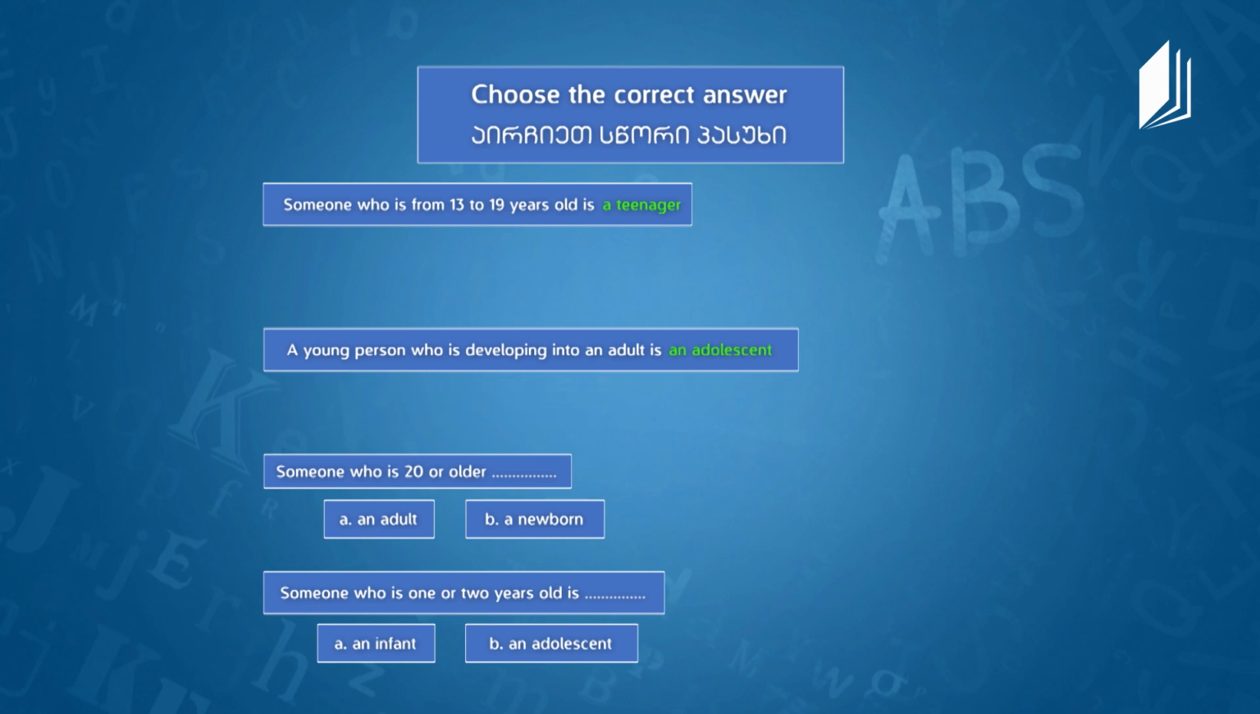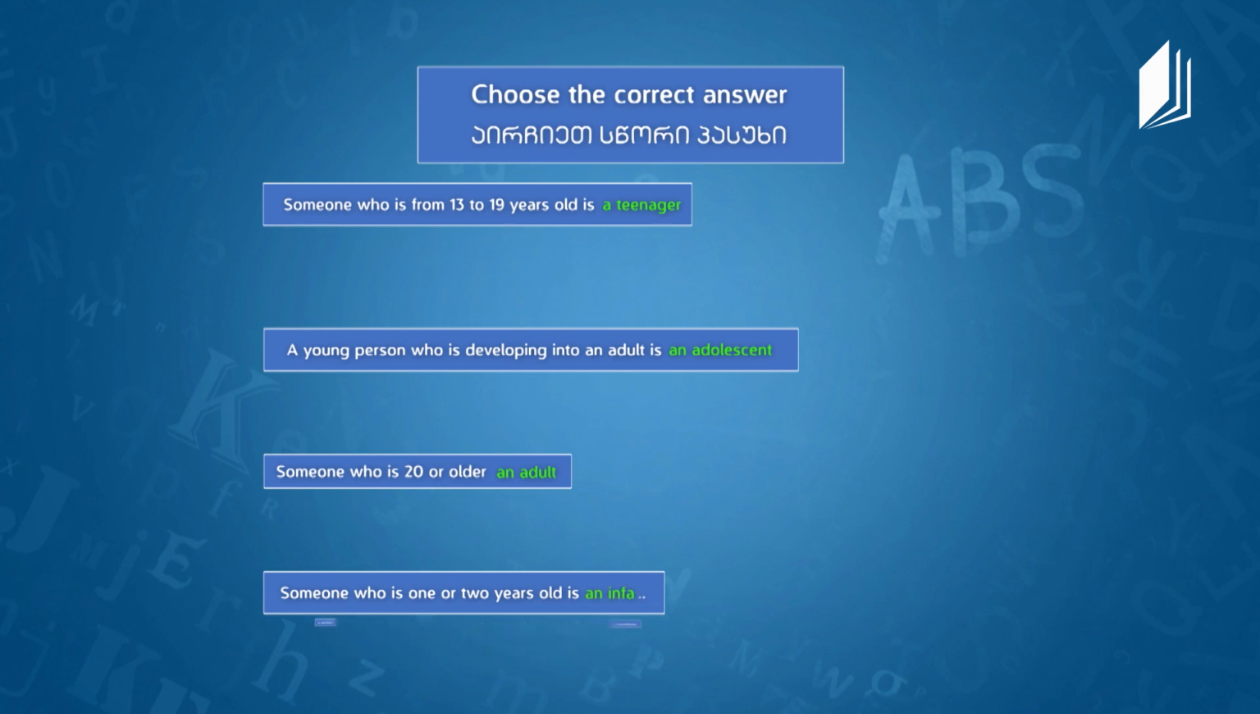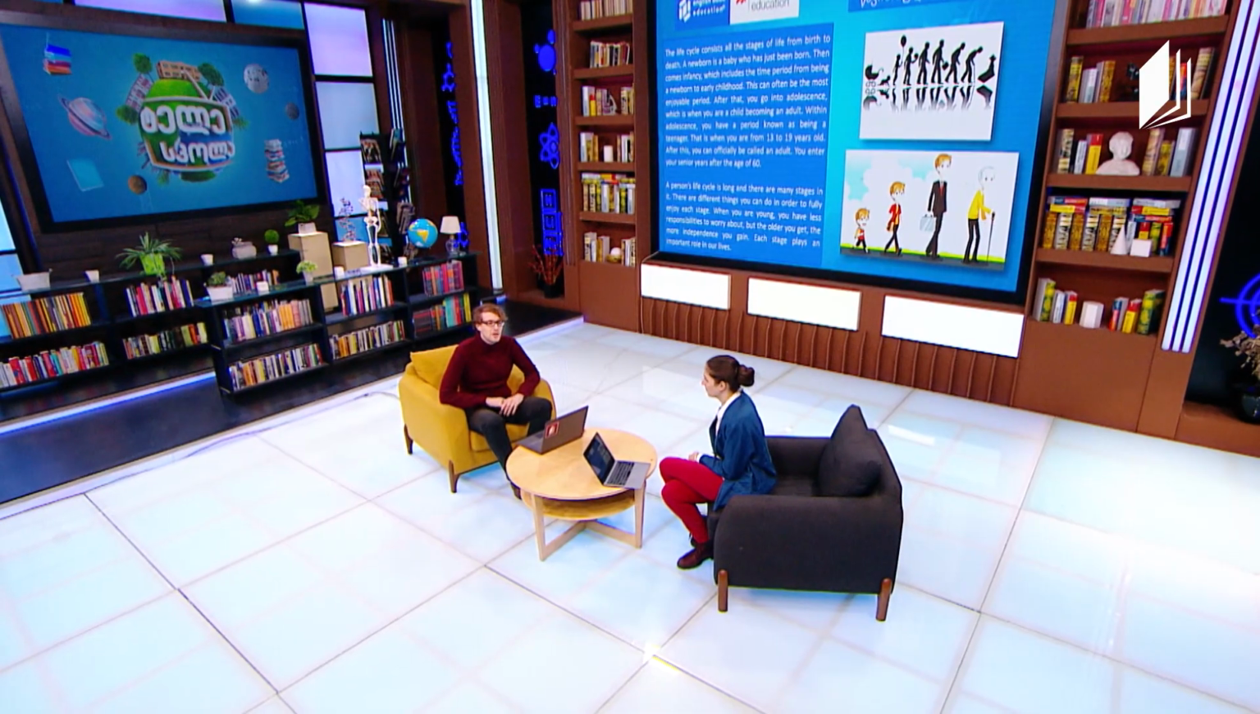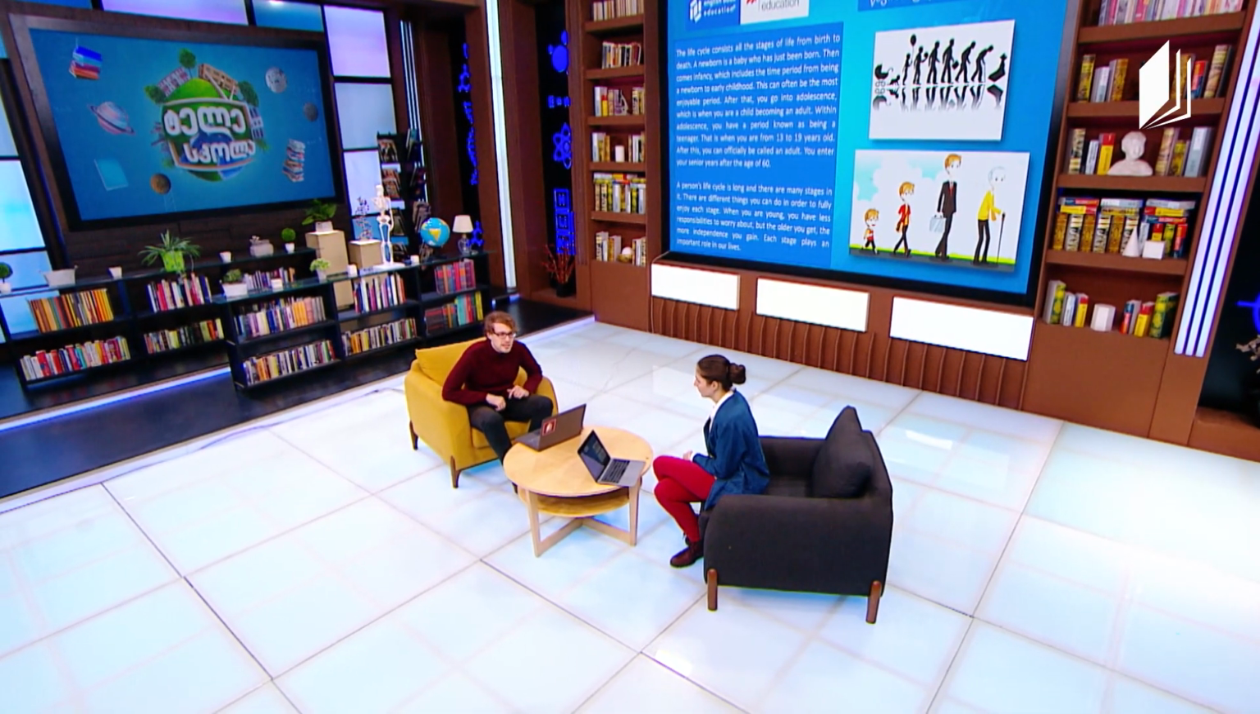Absolutely right. Someone who is 20 or older. And then that should be an adult. And the very last one, someone who is 1 or 2 years old. That should be an infant. And you're absolutely right. Well done, Zach. Oh, thank you. So now we have the reading comprehension part, and we will discuss what the life cycle is.